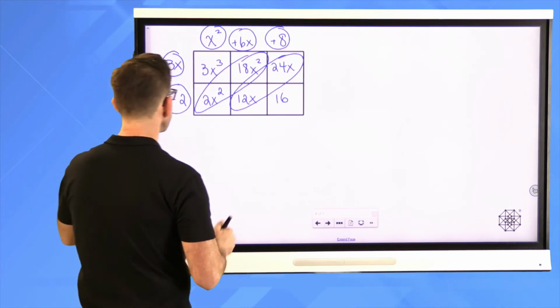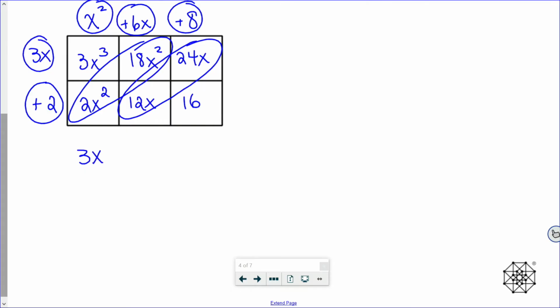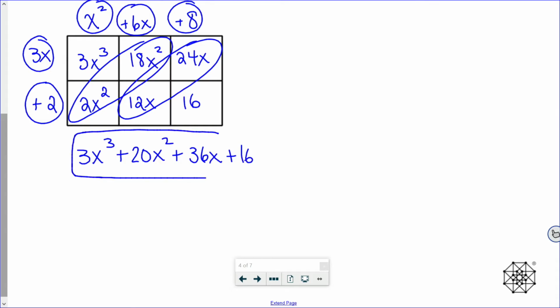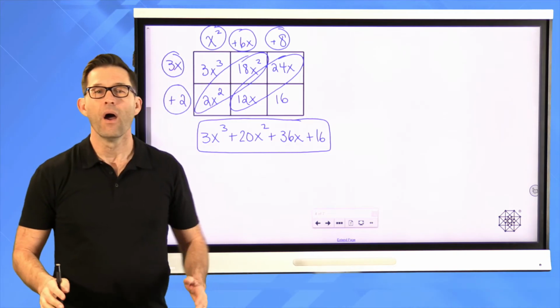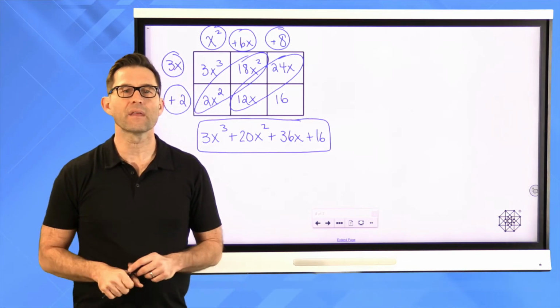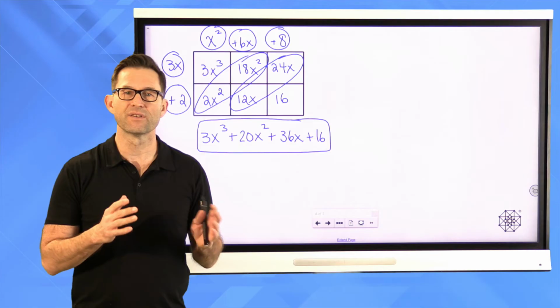So our final answer now will be 3x cubed. 2x squared plus 18x squared is 20x squared. 12x plus 24x is 36x, and nothing combines with the 16. And that's it, right? Area models are amazingly, amazingly helpful in a situation like this.